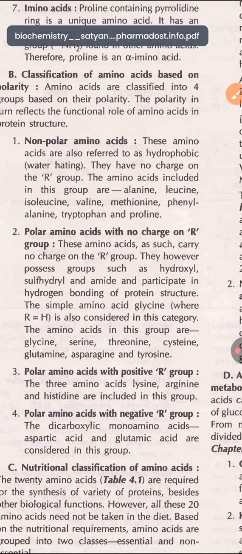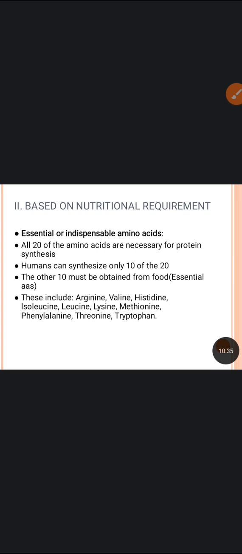And we have amino acids with negative R group. That's what we call dicarboxylic monoamino acids. Aspartic acid and glutamic acid are the only ones in this group. So we have aspartic acid and glutamic acid. Then we are going to see the classification of amino acids based on nutritional requirement.